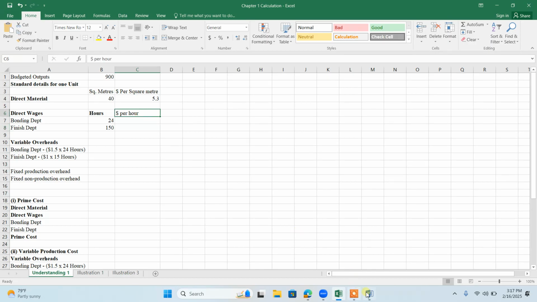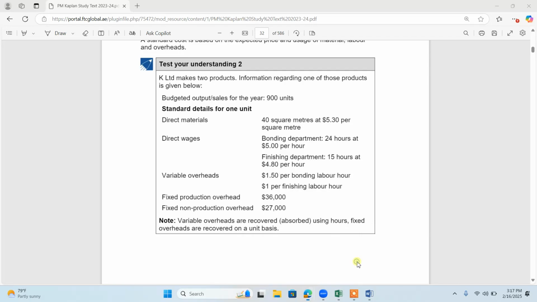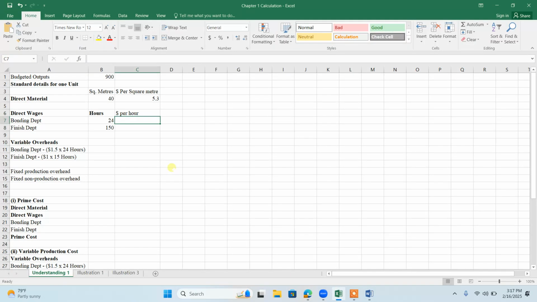So the bonding department requires 24 hours and the finishing department requires 15 hours. The labor is going to charge us $5 for the bonding department, and for finishing they charge us 4.8. So 5 and 4.8, and the number of hours here is 15.